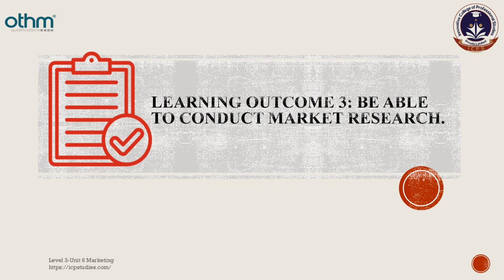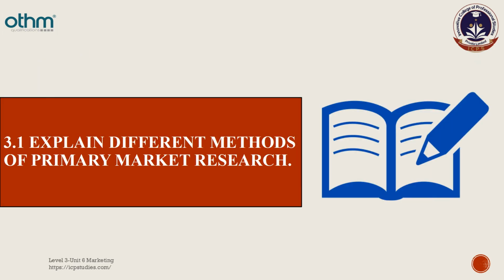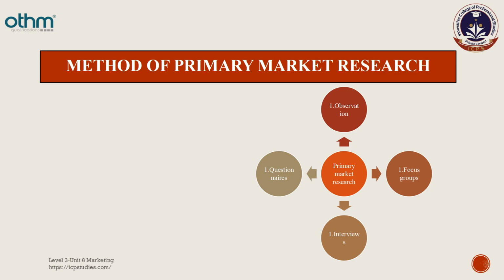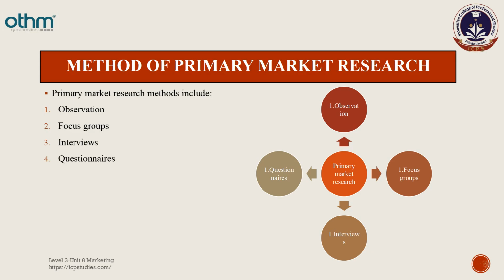Now we have the third learning outcome, which is about being able to conduct marketing research. So we have the first assessment criteria to understand this learning outcome, and it is to explain the different methods of primary marketing research. So now I will try to explain these methods one by one to you.